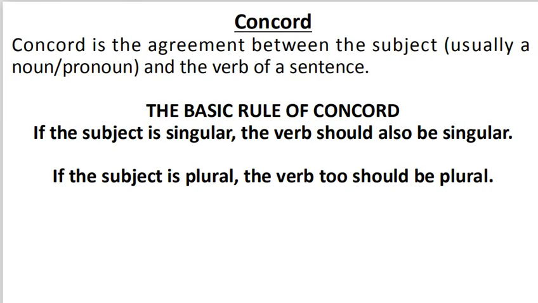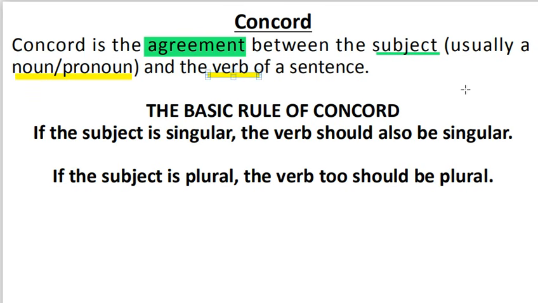The first thing we are going to do is to have a short definition of Concord. In grammar, Concord is the agreement between the subject and the verb of a sentence. The subject is usually a noun or a pronoun. So the agreement between that noun or that pronoun and the verb of the sentence is what we call concord.